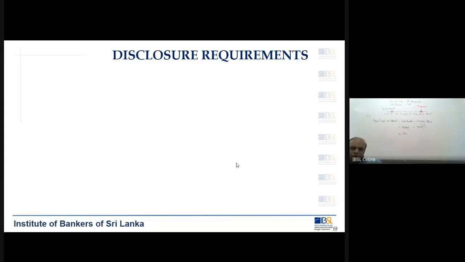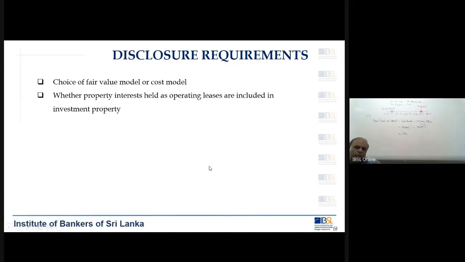Then, when you are talking about investment properties, you have to give certain additional information. What are those? The choice of the fair value model or cost model. So when you are doing the subsequent measurement, you have to decide whether you are going to use the cost model or the fair value model. Also, whether property interests held as operating leases are included in investment property. So you have to give the detailed interests that the property has when it is classified as an operating lease.